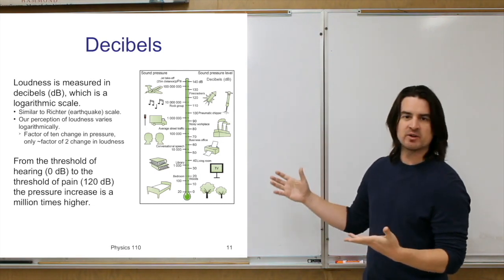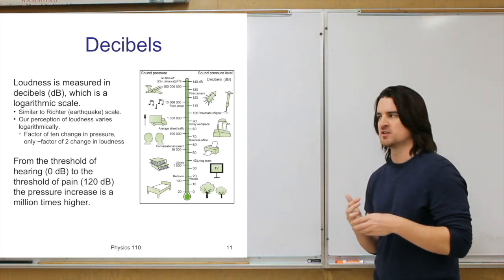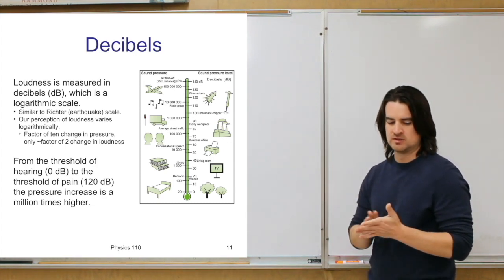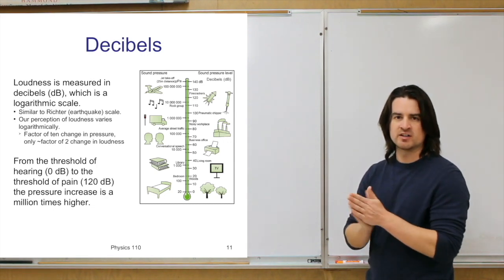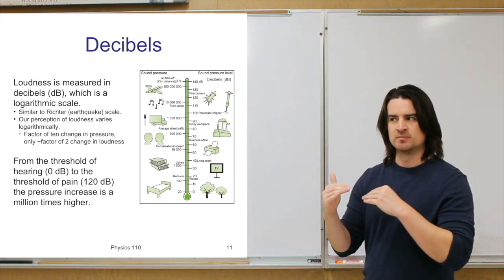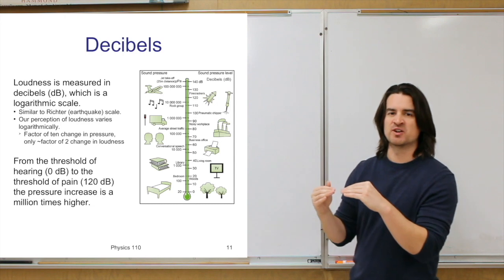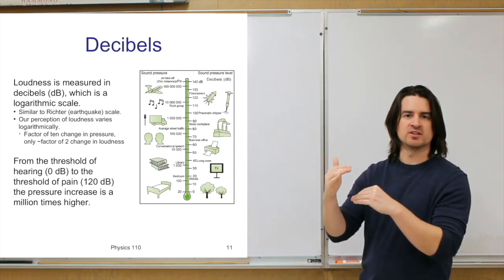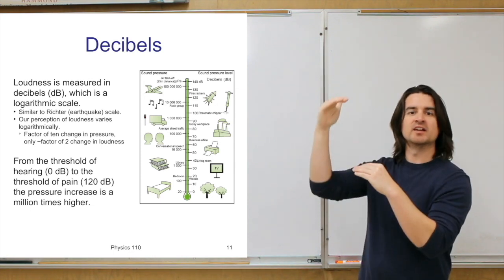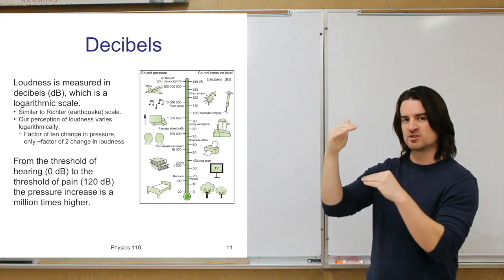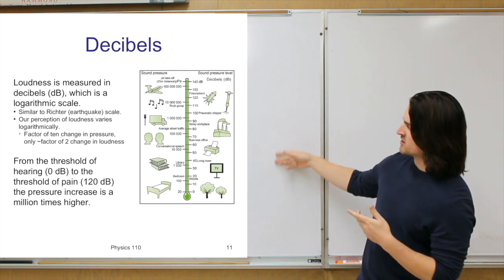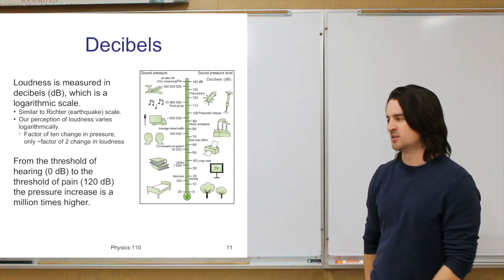In that way, it's similar to something you might be more familiar with, the Richter scale, the scale we use to represent the severity of earthquakes. The Richter scale is also logarithmic, meaning an earthquake that's a 6 on the Richter scale is much, much less severe than an earthquake that's a 7. And even more so, a 7 is much less severe than an 8. Right? So a change of 1 on the Richter scale is a huge change in actual severity. Similarly, a change on the decibel scale can be a very large change in the pressure.